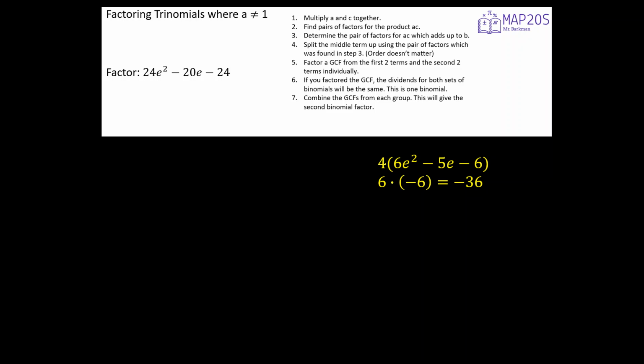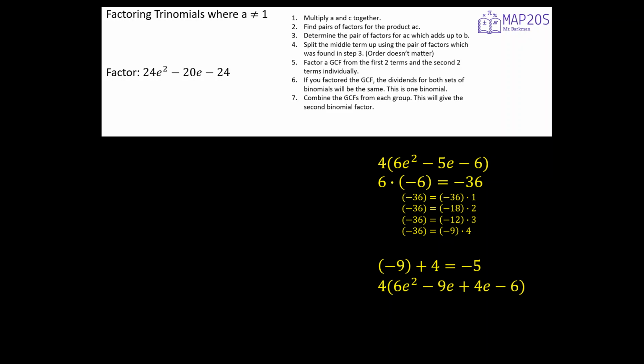All right, let's look at factors of negative 36, which are going to add to get negative 5. Negative 36 and 1 doesn't work. Negative 18 and 2, nope. Negative 12 and 3, not yet. Negative 9 and 4, there we go, we've got it. Negative 9 and 4 give us negative 5, and so we can now decompose our middle term, the negative 5, into negative 9 and positive 4. And again, I like to do the negative first and the positive after.